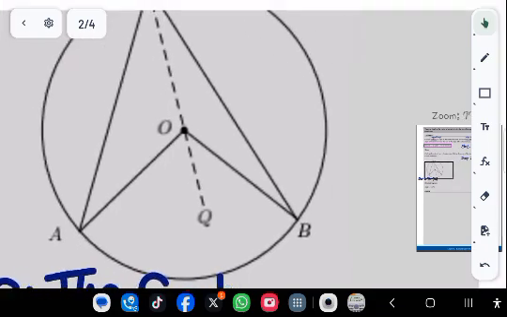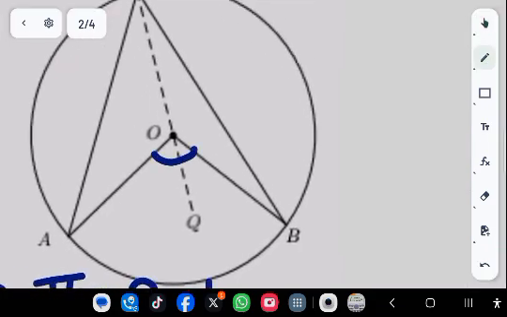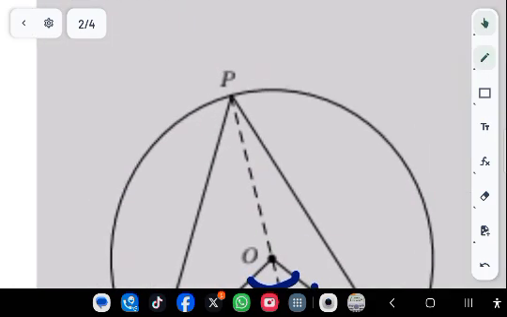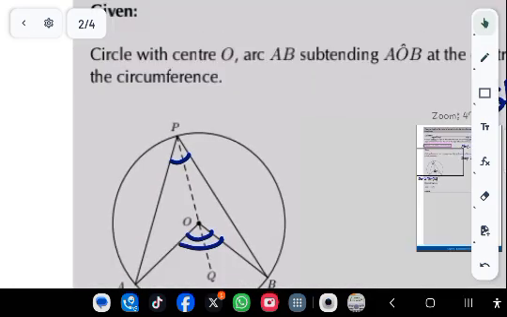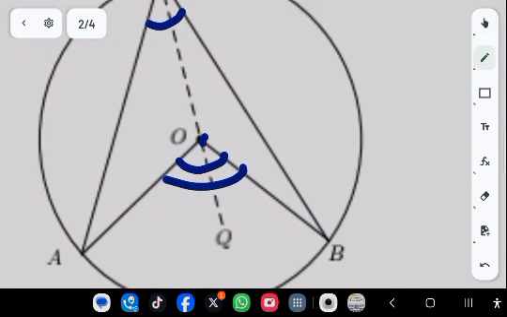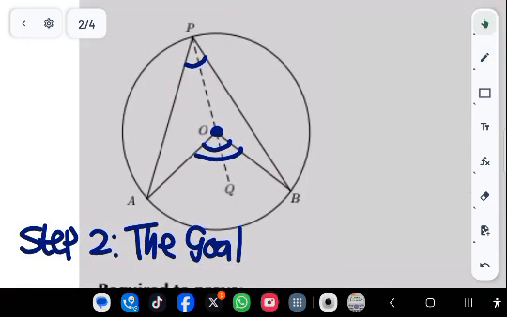That's what we are required to prove, that this angle over here is twice the angle at the circumference of the circle. Here is the circumference. So both these angles are subtended by arc AB. There is the arc. Notice that angle AOB is subtended at the center of the circle. There is the center. So it goes right to the center. It's hanging at the center of the circle, and angle APB is hanging at the circumference, the edge of the circle.